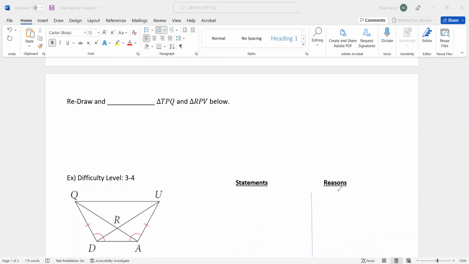Okay. Now redrawing is great, but it doesn't necessarily help you. Redraw and label. Okay, so I'm gonna redraw what we had earlier.